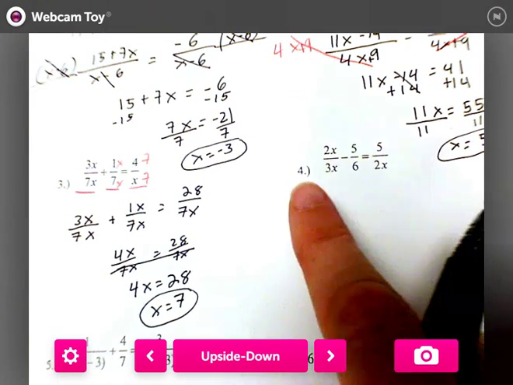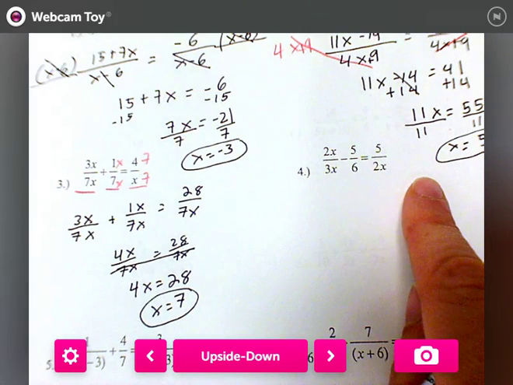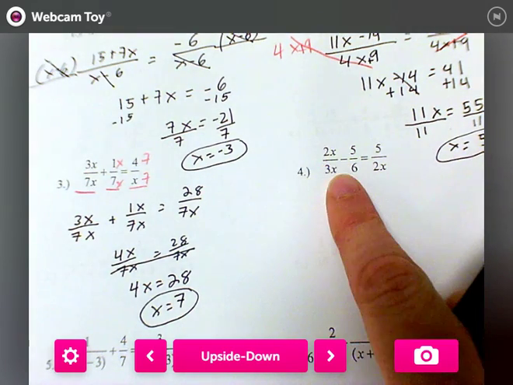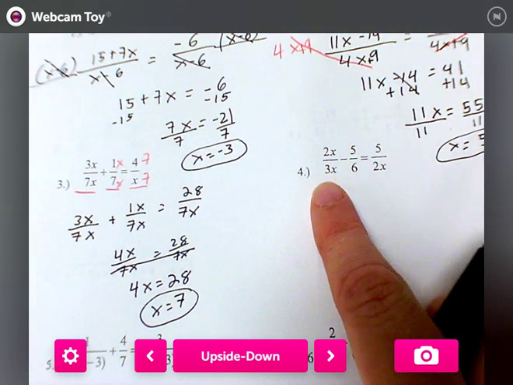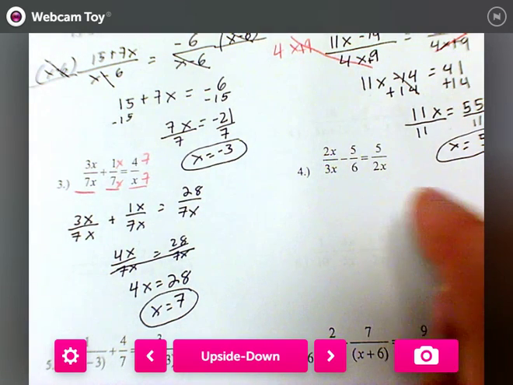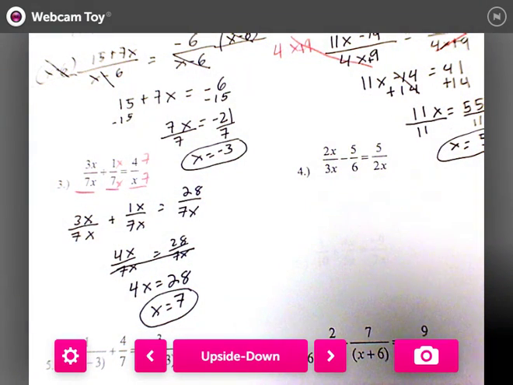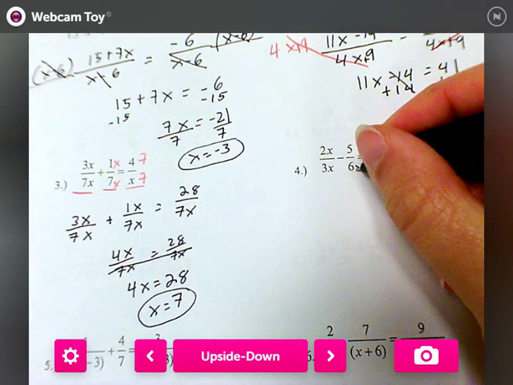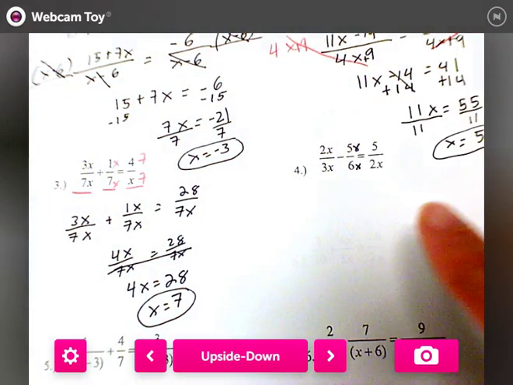Okay, so for number 4, let's look at what we've got to do. We've got 3x, we've got 6, and we've got 2x. So what do you think we want all of the bottoms to be? We've got to make sure we multiply an x by this one. Okay, so that bottom becomes 6x.